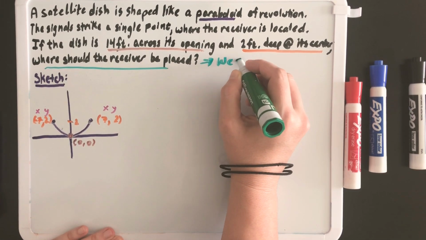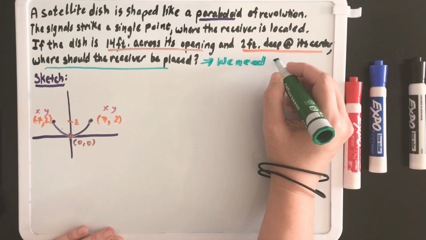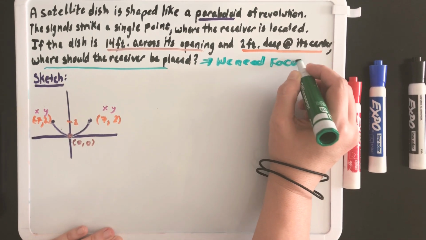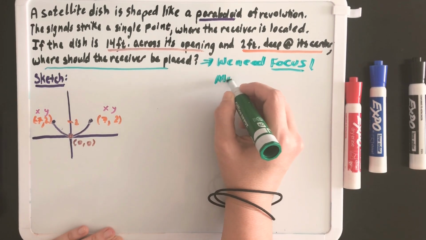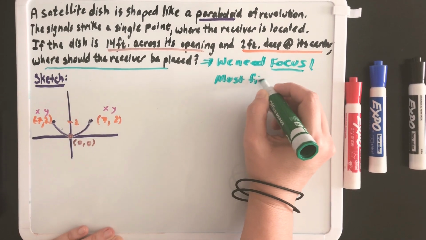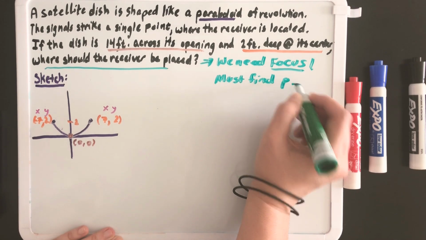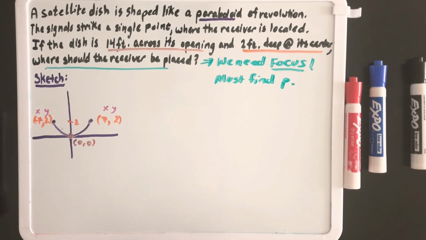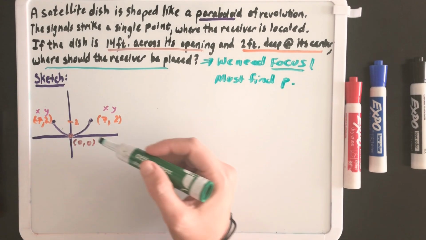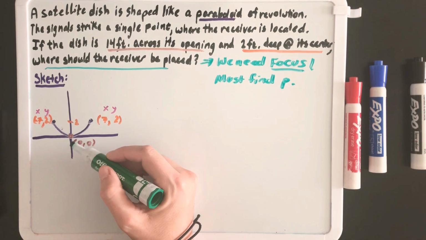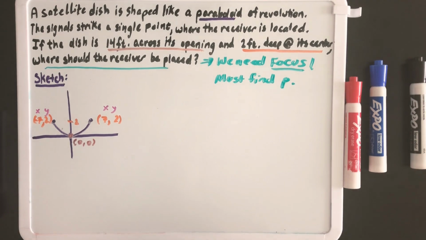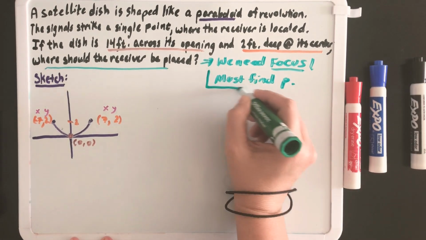We need to find the focus. And the way we get to the focus is P. So we must find P. Sometimes in your homework website it'll say A, but it's the same idea. P was the distance from the vertex to the focus, and also from the vertex to the directrix. So how would we find P?